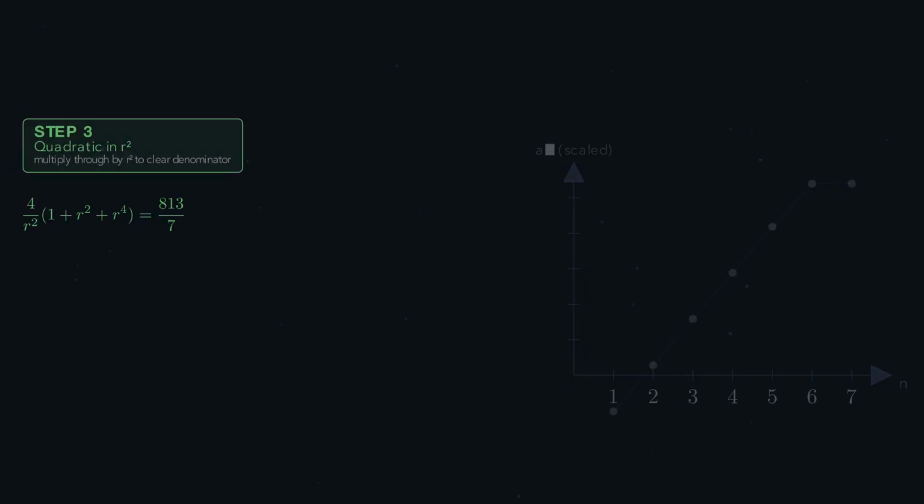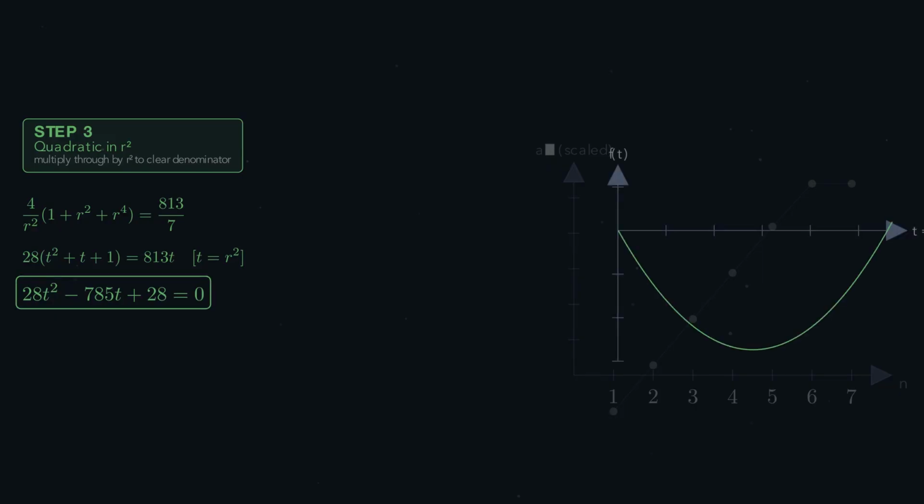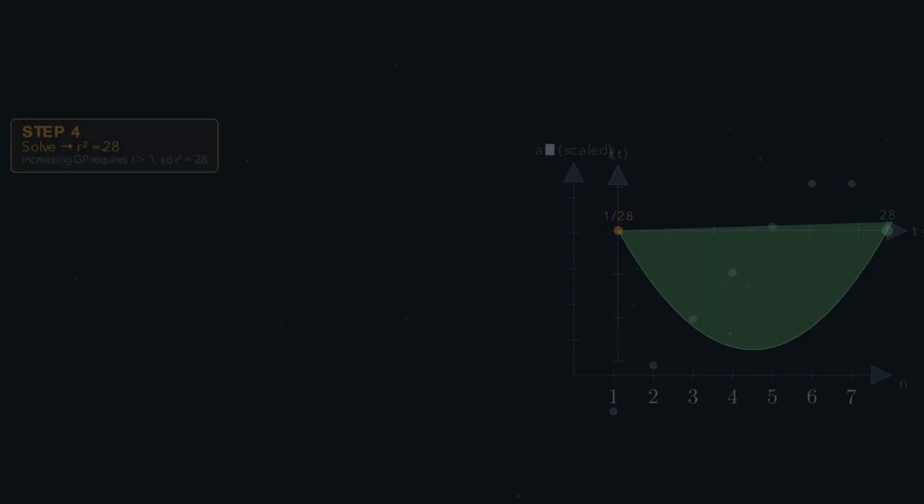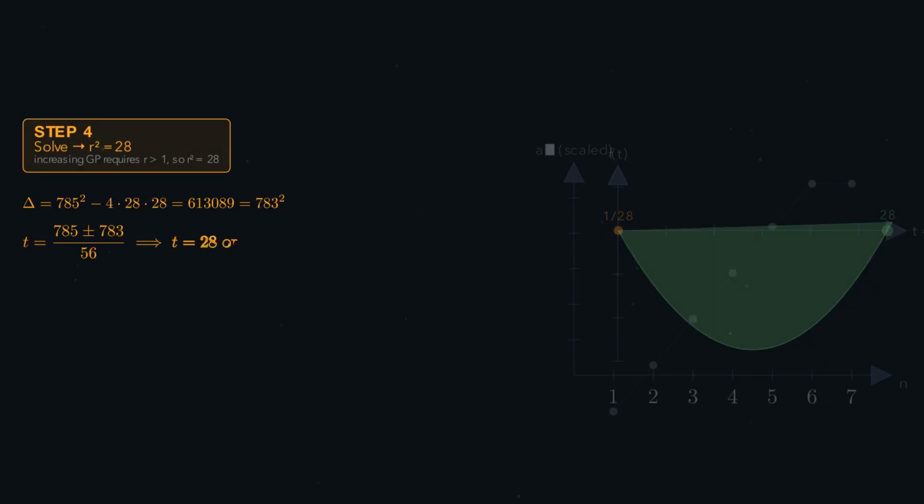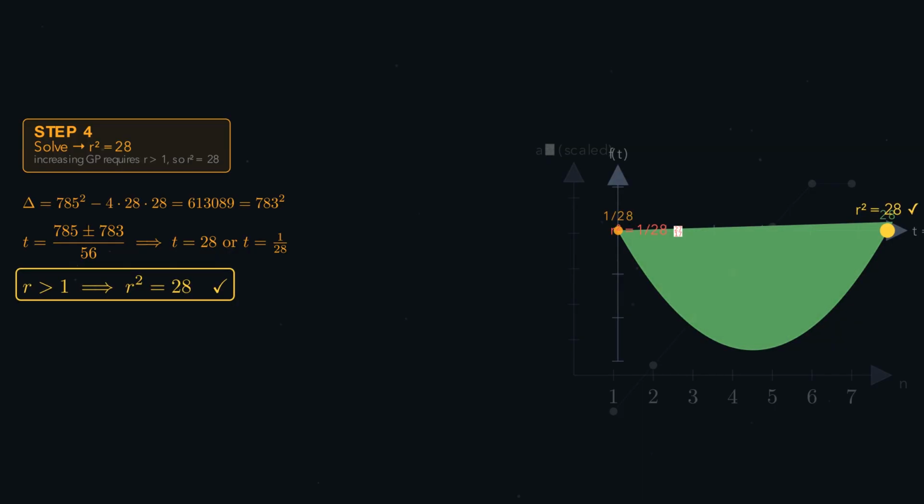Since A sub 3 cubed equals 64, A sub 3 equals 4. This single value is the anchor. We can now express the first term A as 4 over R squared. Now we use the sum condition. The terms A sub 1, A sub 3, and A sub 5 form a sub-GP with ratio R squared. After substituting A equals 4 over R squared and multiplying through, we arrive at the quadratic.